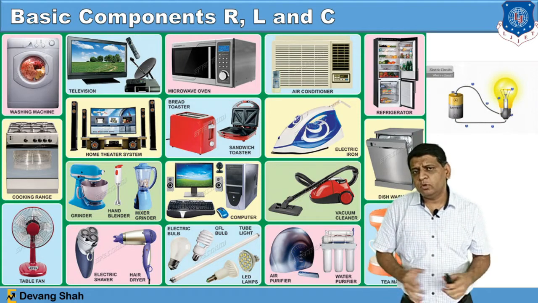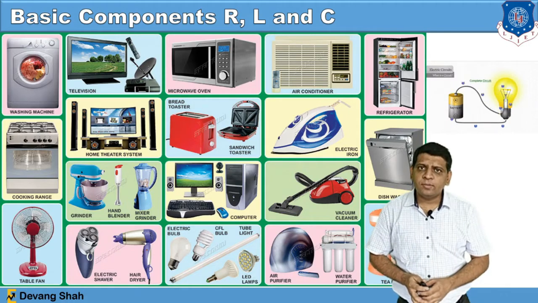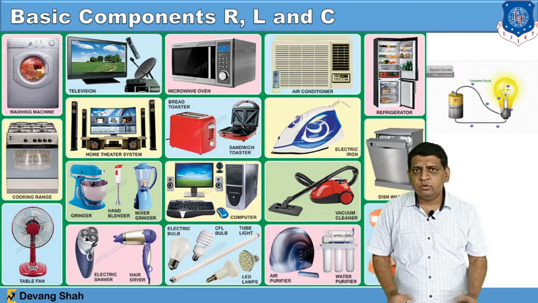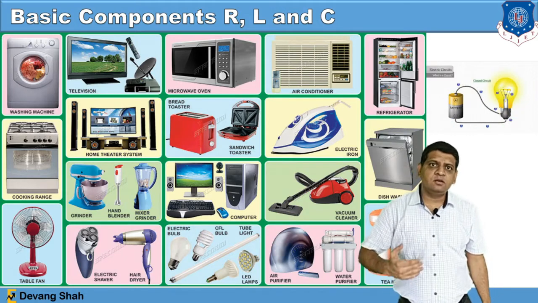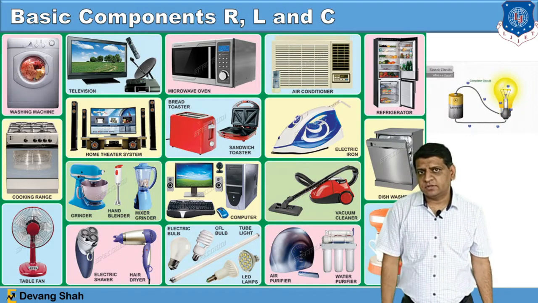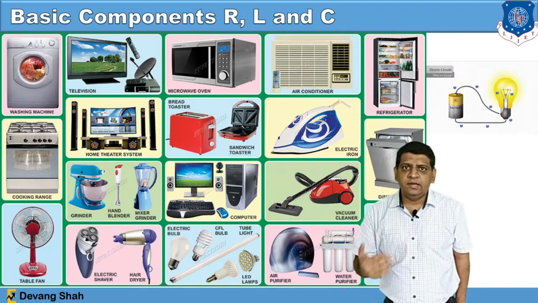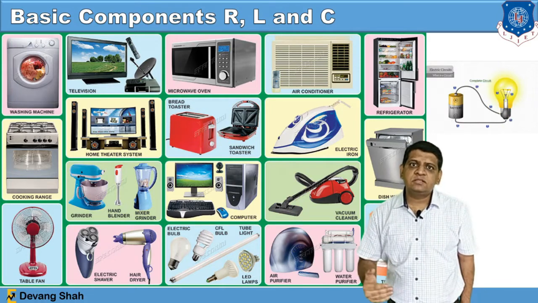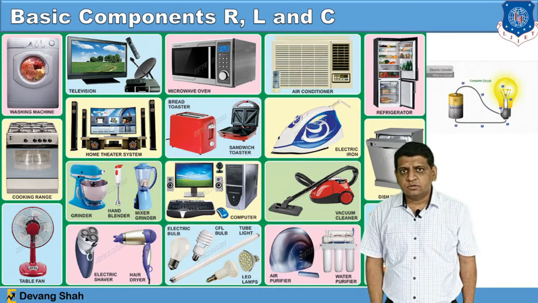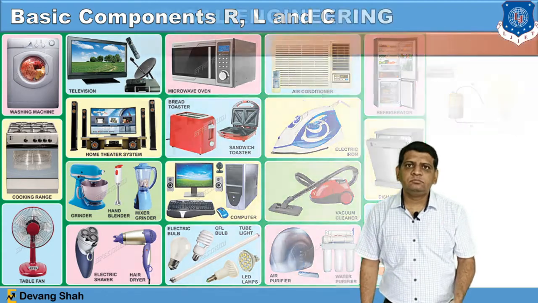Now, why is this very important? Because to make this kind of home appliances from scratch, you require electrical circuitry. Now this electrical circuitry is made up of resistance, inductor, and capacitor. So all these home appliances operate because of this electrical circuitry, which consists of resistance, inductor, and capacitor. That's why these are the primary components.